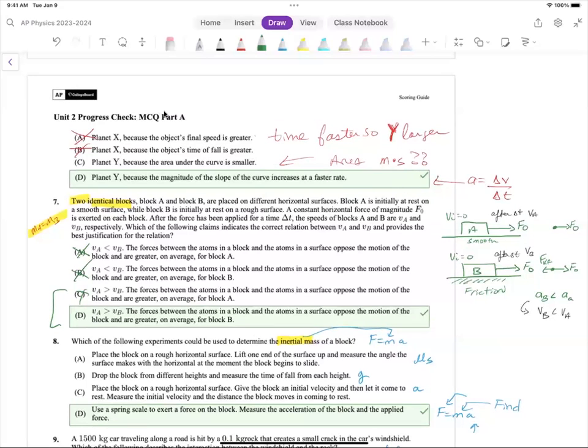The forces between the atoms in a block and the atoms in a surface oppose the motion of the block. That is true. And they are greater on average for block B. That is true because B has a rough surface as opposed to the other one, which is smooth. So that's why the answer is D and why C is not the answer.